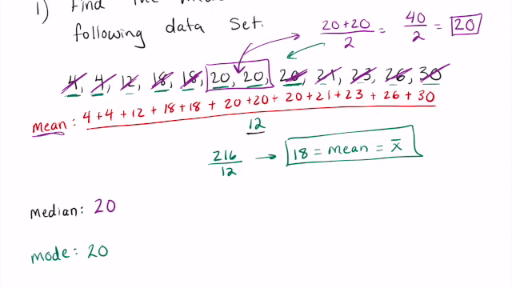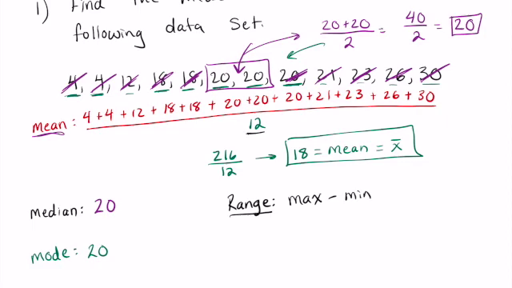So sometimes we may ask you guys to find what's called the range. And I'm just throwing this in here as a new thing. This is not necessarily part of the measures of center, but sometimes range is included. And our range is simply our maximum minus our minimum.